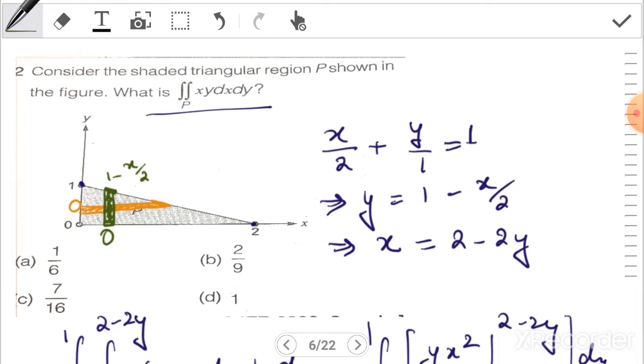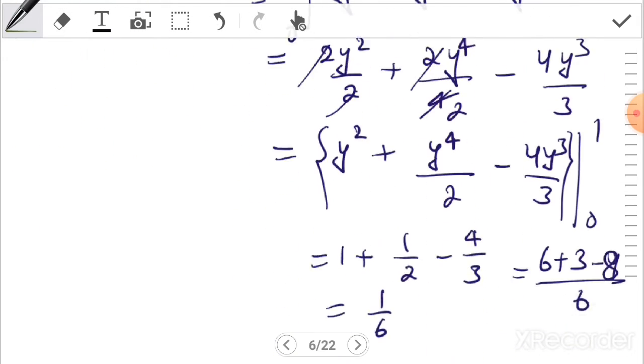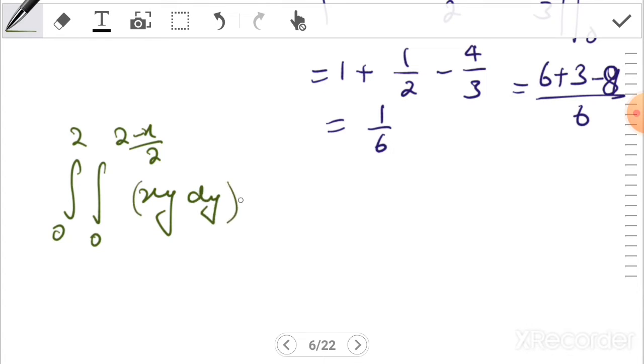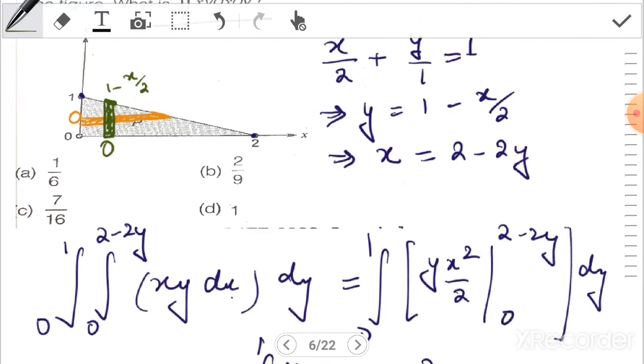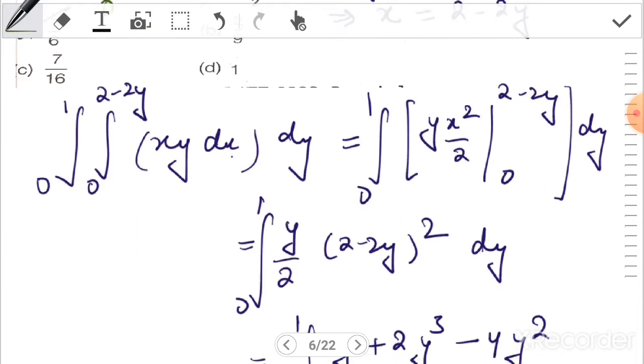Okay, so we may write 0 to 2 minus x by 2 and 0 to 2. So using vertical strip, this will also result in 1 by 6. Okay, you may try this on your own. So the answer will be 1 by 6. Okay, let us go to the next problem.